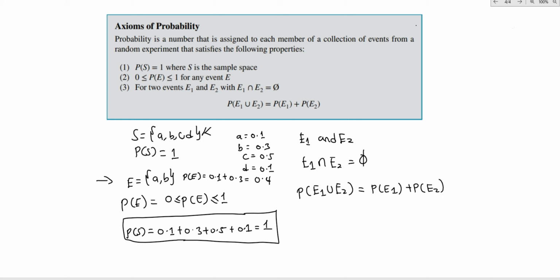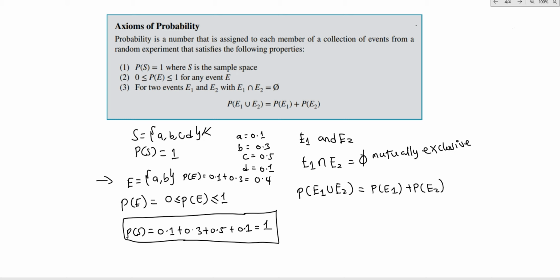So let me explain this. If you have the intersection of two events to be a null set or an empty set, we call that mutually exclusive. So in this case, you are going to say that events E1 and E2 are mutually exclusive because they don't have any outcome in common. So in that case, the probability of their union will be the probability of event 1 plus the probability of what? Event 2. That's what it means.